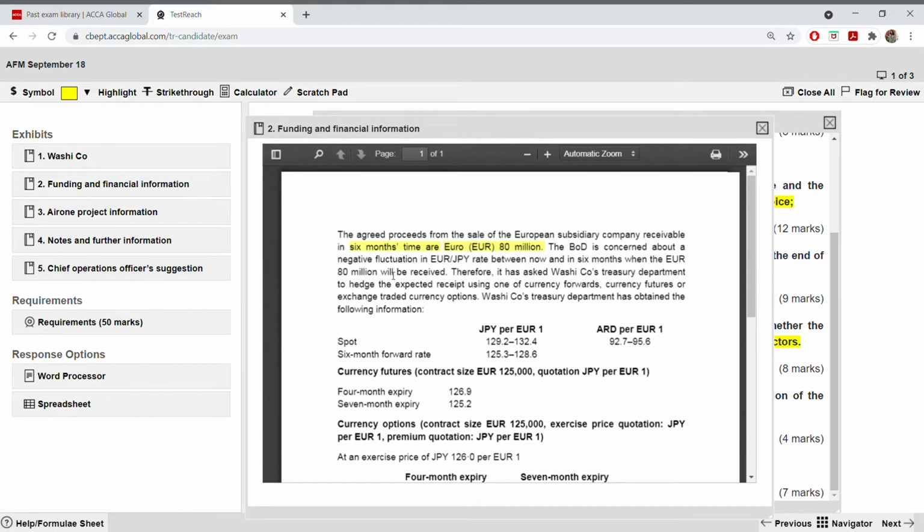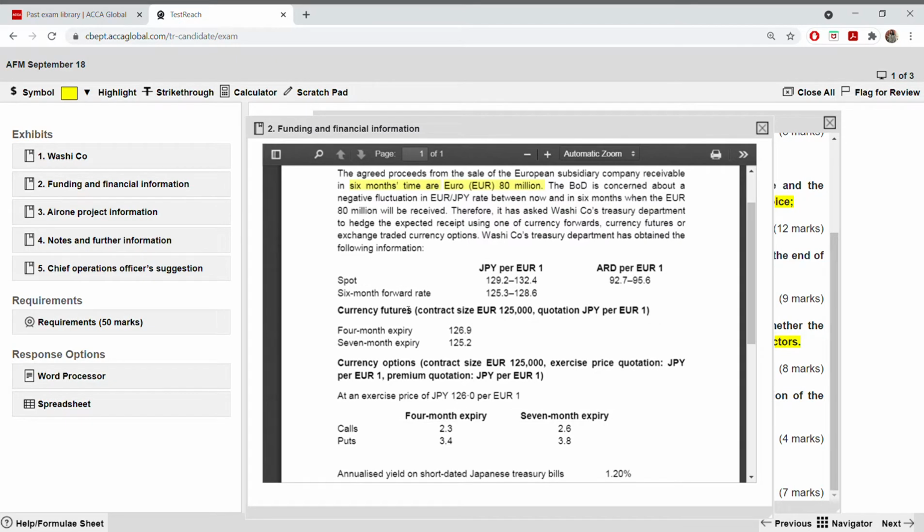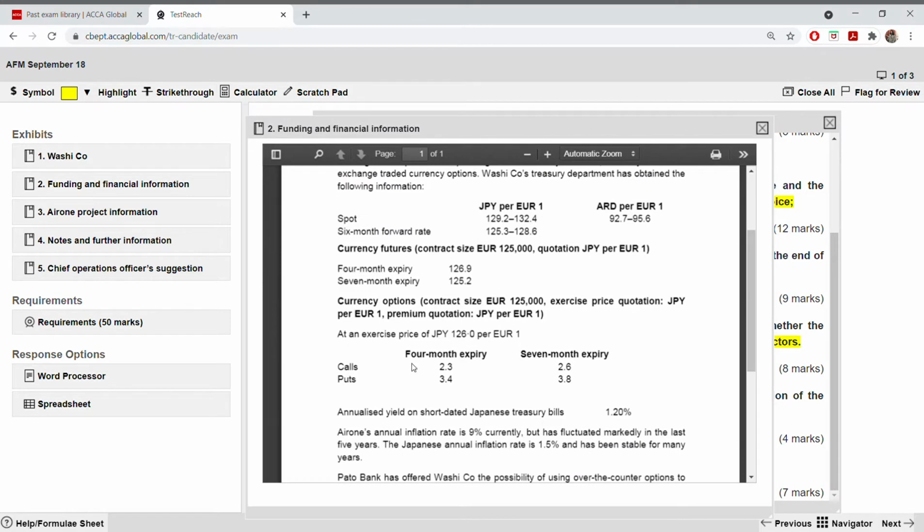The rest is about the treasury department. They have given you the spot and the forward rate, and they have given you the future and the option. That shows you that you have to use forward, future, and option 3. They have also given you the annual yield on short dated Japanese treasury bills. Why? Because exhibit 1 says you are going to invest the 80 million you have received for 6 months before you use it for the AR1 project.